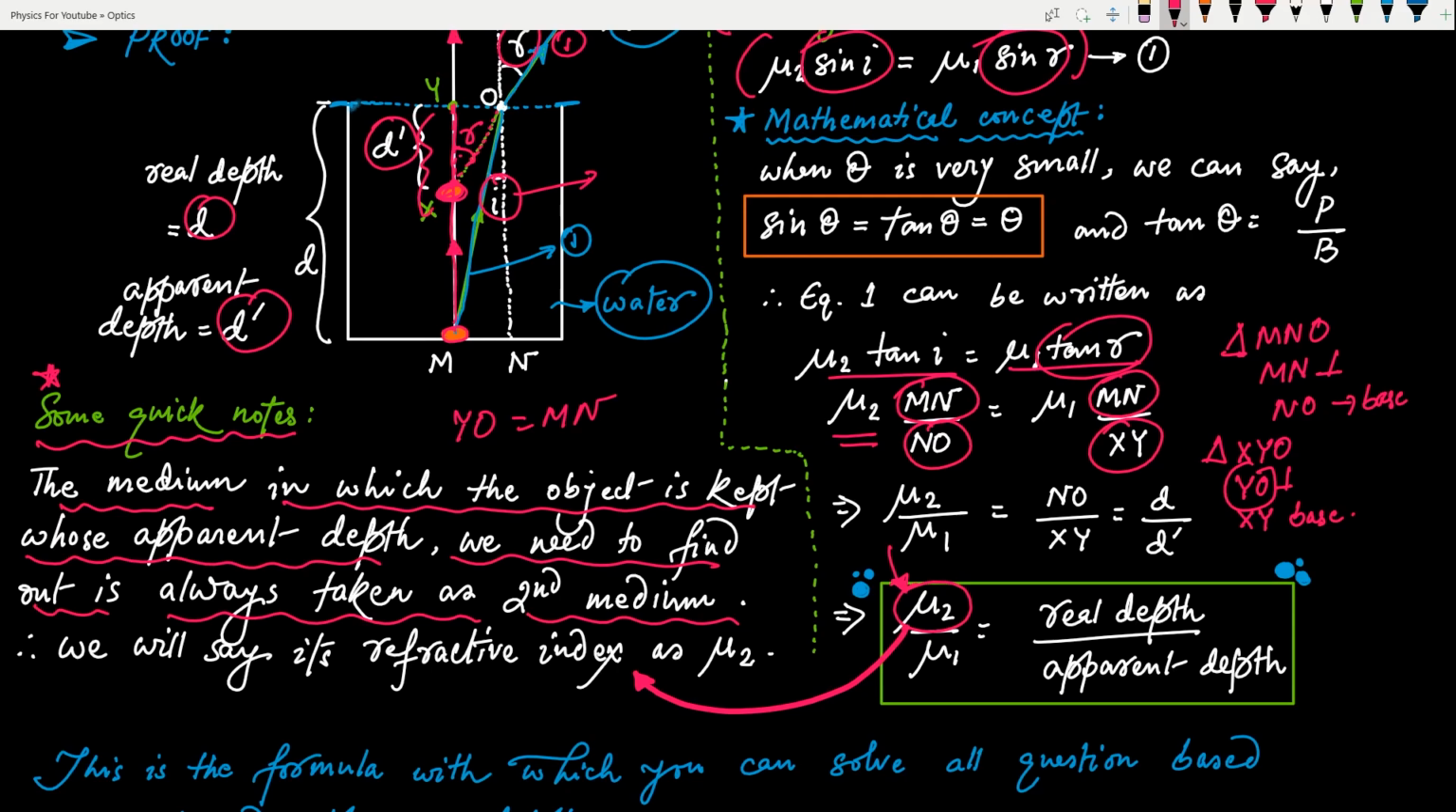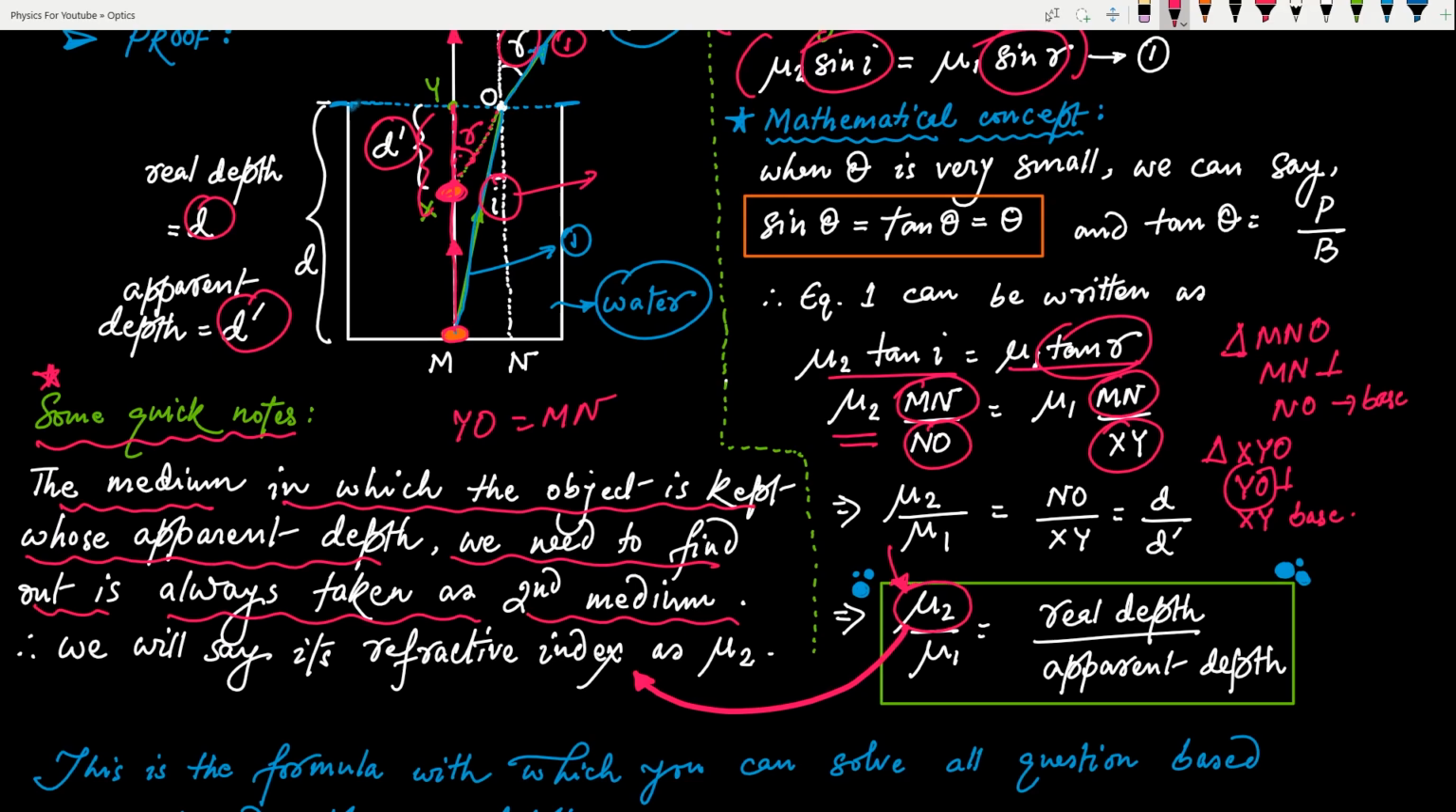Therefore water will be taken as the second medium. This is what I'm trying to say. If water is taken as the second medium, then the refractive index of water will be mu2. The object whose apparent depth we need to find out, we need to check in which medium that object is kept. That medium in which the object is kept is to be taken as the second medium. Therefore, its refractive index will be denoted by mu2. The remaining medium will be taken as the first medium and its refractive index will be mu1.